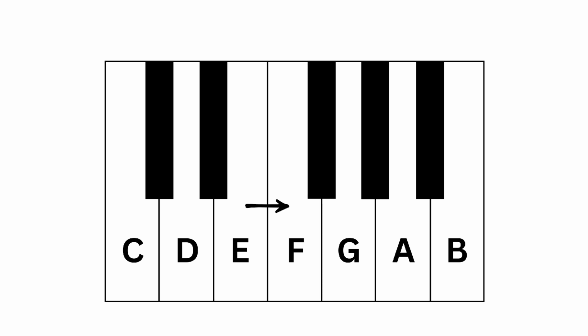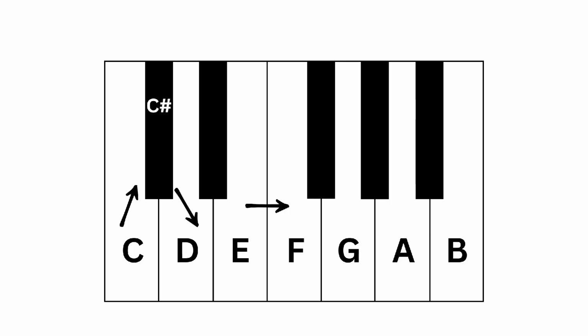E to F is also a half step. That's a white key to a white key. The thing that each pair of notes has in common is that there is no note in between the 2. They are as close together as they can be. That is the definition of a half step.